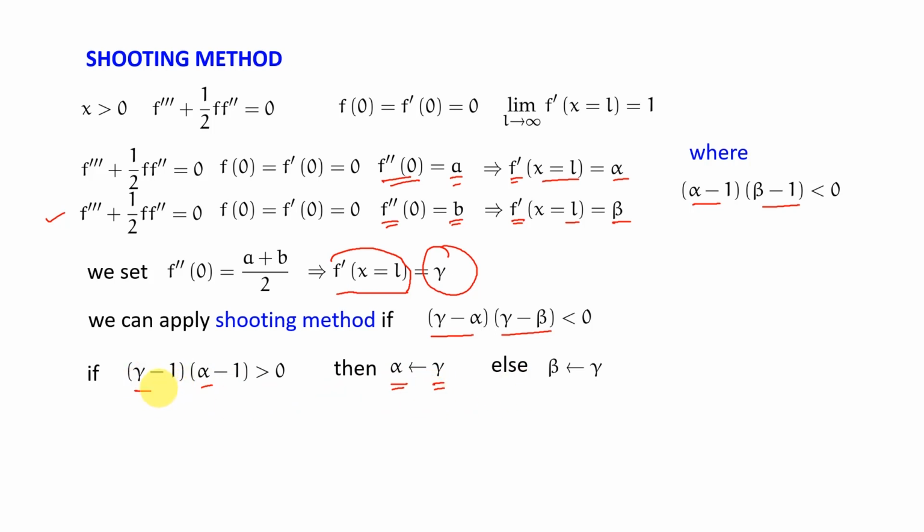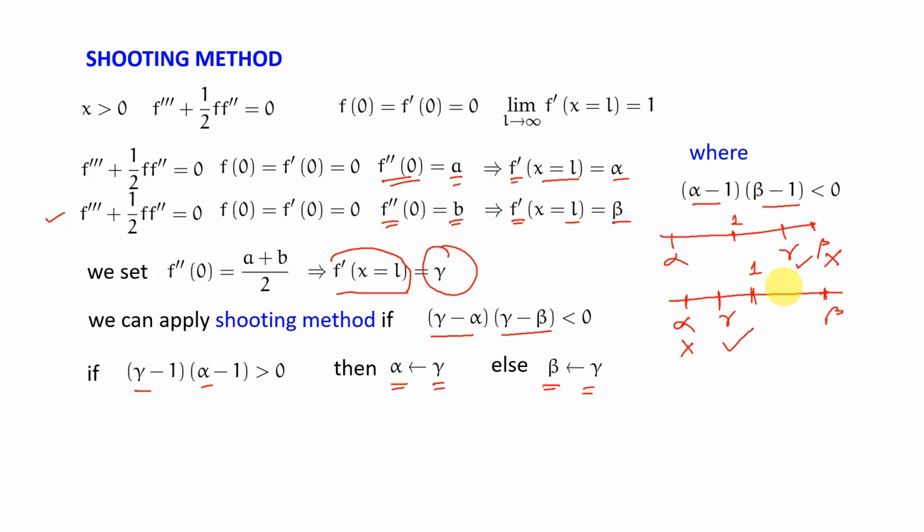Otherwise, if gamma and alpha are on different sides of 1, that is, (gamma minus 1) times (alpha minus 1) is less than 0, then gamma must be on the side of beta, and we'll replace beta with gamma. In short, if we have 1 here, which is the given boundary condition, alpha is here, beta is here, and after we get the gamma, we'll see where my gamma lies. If gamma lies here, then I'll remove this alpha and take this gamma for my subsequent iteration. On the other hand, if gamma lies on the other side, like here, then we'll replace beta with gamma and go for subsequent iterations.